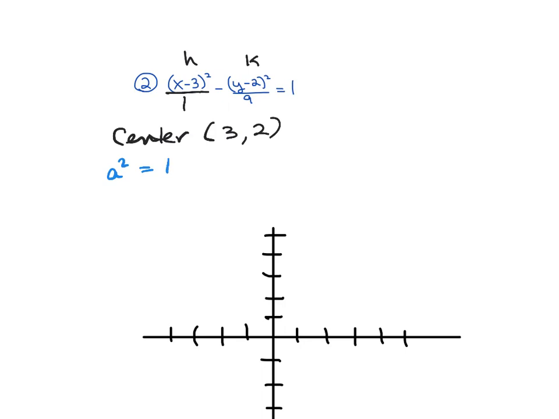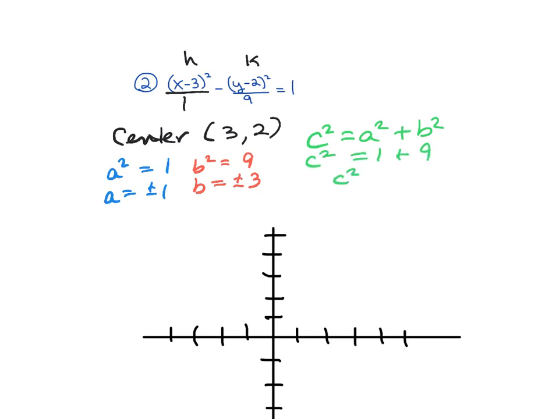So when I square root it, my a value is plus and minus 1 because the square root of 1 is 1 and -1. Then my b² is the 9. So b equals plus and minus 3. For my c value, c² equals a² plus b². c² equals 1 plus 9. c² equals 10. c equals plus and minus the square root of 10. I can't break 10 down, so I leave the whole thing under the radical.